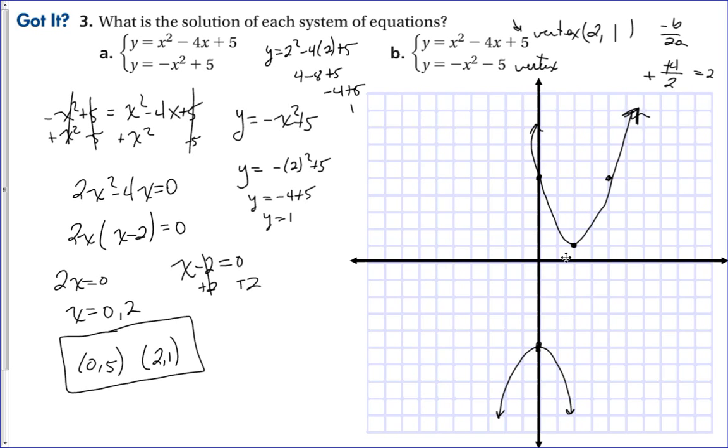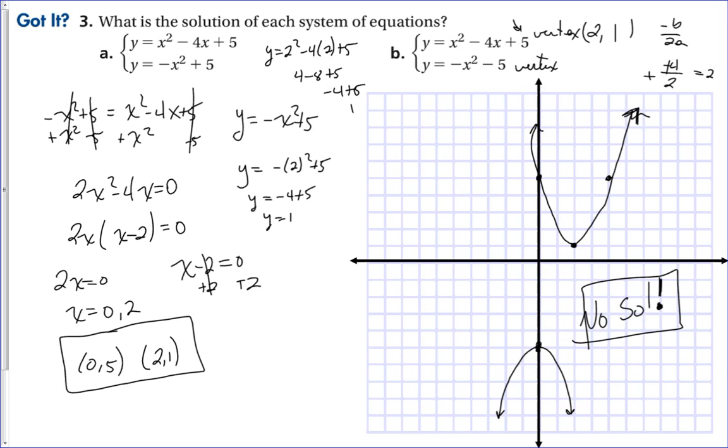Are they ever going to cross? No, because this one's pointing up, and this one's pointing down. There's no hope of these things ever touching. So the answer to B is no solution. This problem has no solve. All right? So hopefully you got that for both of these.